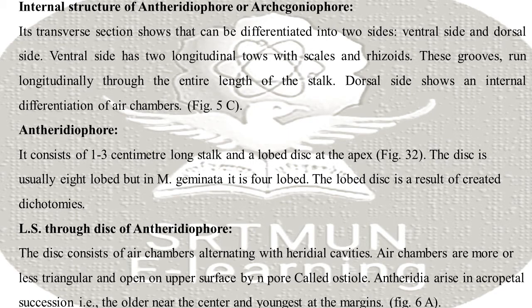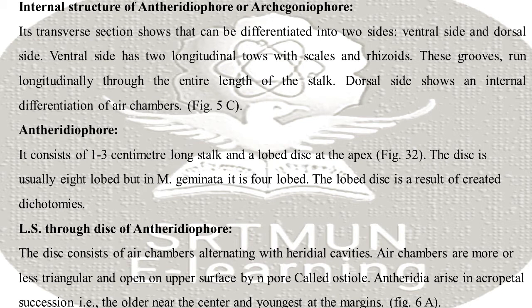Now, next, internal structure of antheridiophore or archegoniophore. Its transverse section shows that it can be differentiated into two sides, ventral side and dorsal side. The ventral side has two longitudinal grooves with scales and rhizoids. These grooves run longitudinally through the entire length of the stalk. The dorsal side shows an internal differentiation of air chambers.